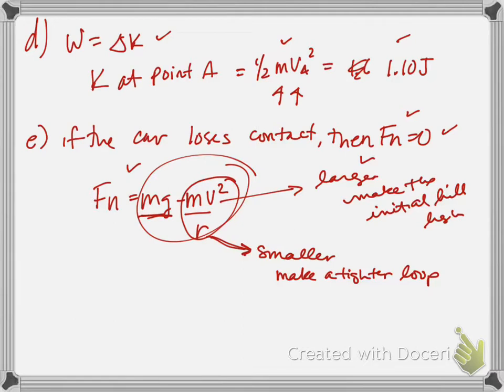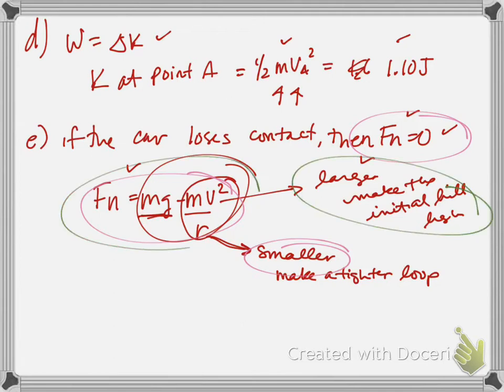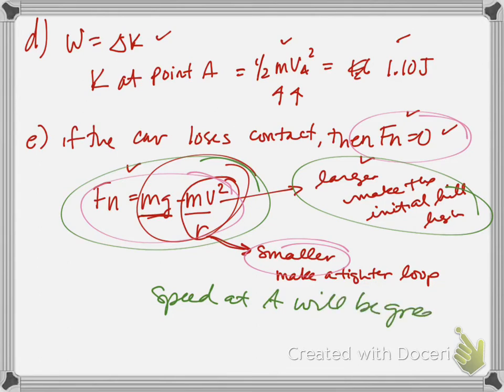So there's 2 different ways for 3 points. Let me try to say this again, and I'll type it up for you guys as well. The first way to get the 3 points was smaller radius here, then referring to the normal force like this, and then saying that the cart will lose contact when N equals 0. The second way to 3 points says make the first hill higher, refer to this, and then say that the speed at A will be greater. So there were a couple different ways to go about that, but 3 points if you got to that. So that's it for Unit 3 short answers.